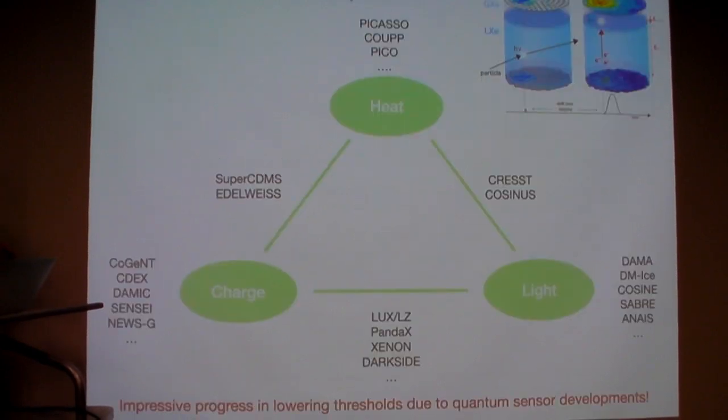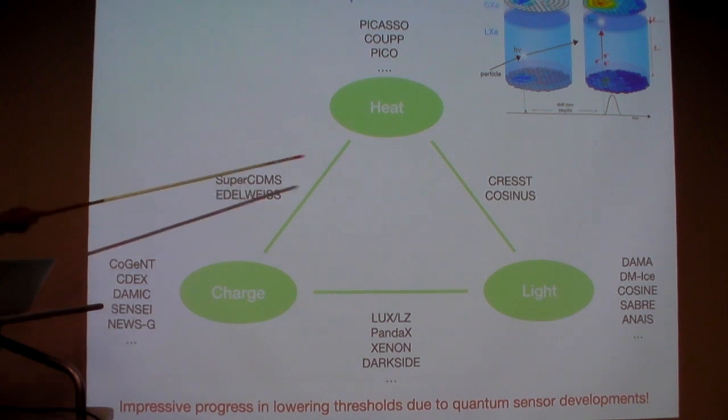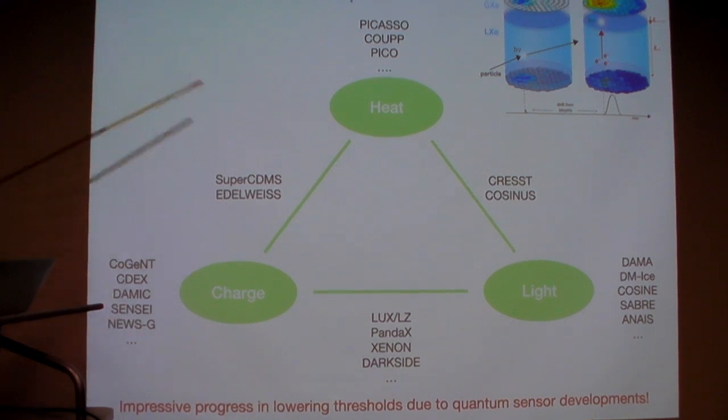But that's not likely. Okay, so this is the diagram that people often show about how modern-day operating dark matter detectors work. You either collect charge, heat, or light, usually scintillation light, or you try to do two out of those three so that you can have better discrimination against backgrounds. And this is a bunch of experiments doing this. All three of these are useful for the next generation experiments.